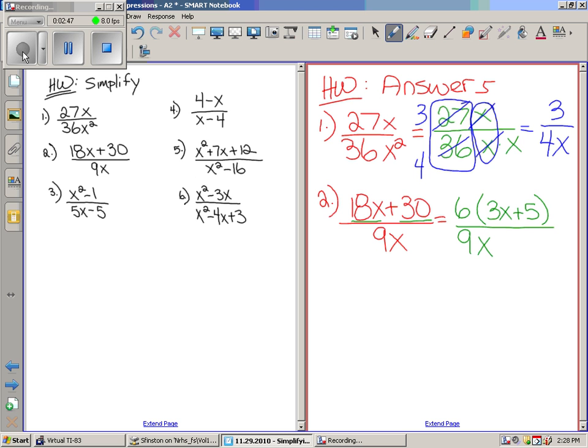Now, 3x plus 5 is separated by addition or subtraction, so there's nothing that we can do there. Only that 6 and that 9 are the only things that we can reduce. And what do 6 and 9 reduce down to? 2 and 3. Very nice, because 3 goes into both of them. Your final answer for this one is going to be 2 times 3x plus 5 over 3x. Final answer. That's it.